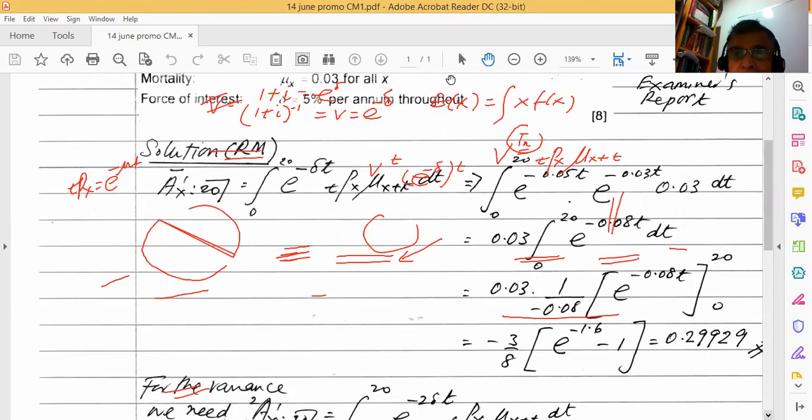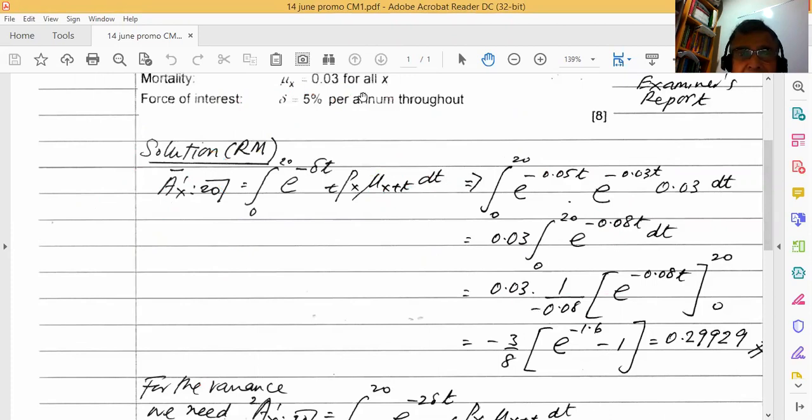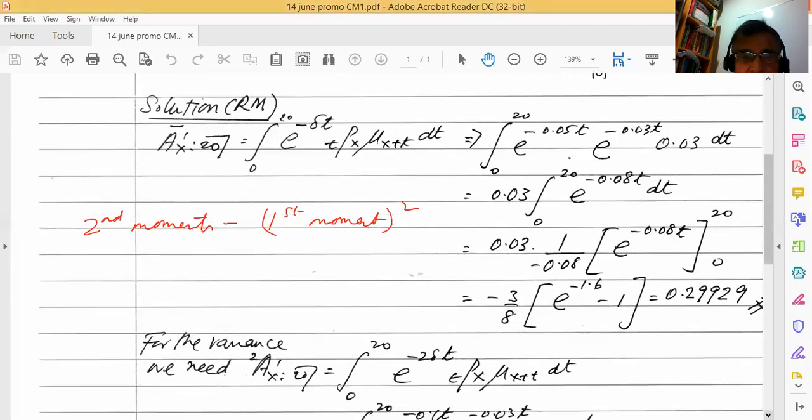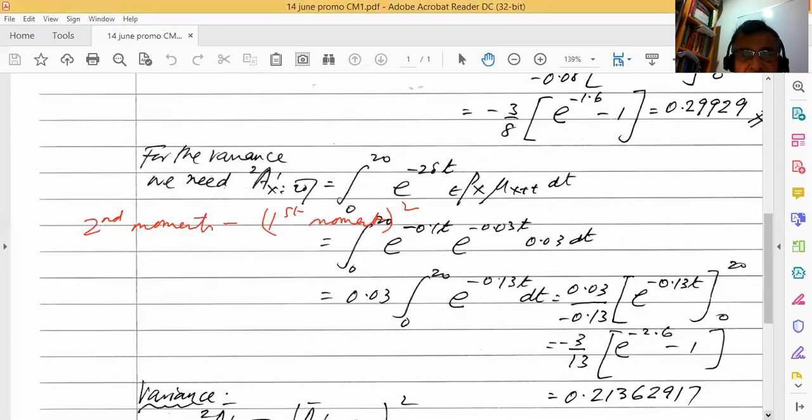A quick word about the variance. The only idea for variance is your second moment minus your first moment squared. That's all we're doing. Because you already have your first moment, 0.29929, all you need to work out is your second moment. I've done that here for you.